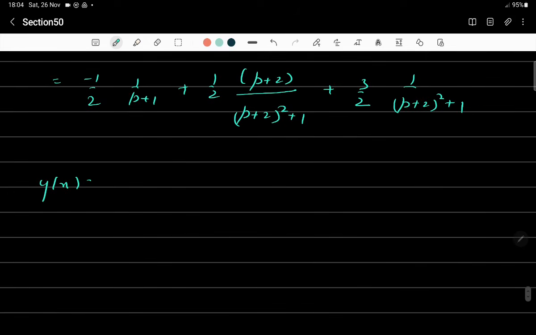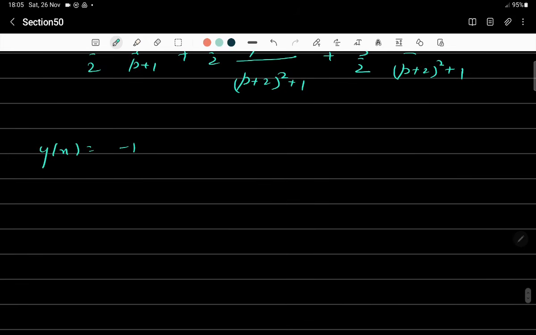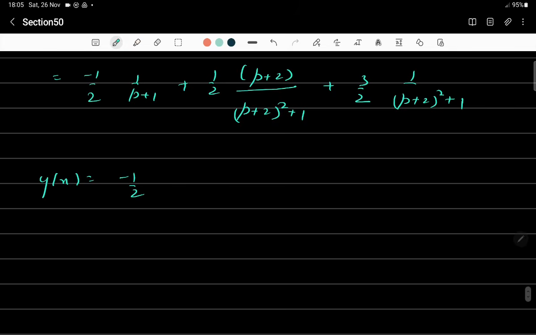If you take Laplace inverse on both the sides, the first term is minus 1 by 2, it is 1 by p. So this is Laplace of 1, but with p plus 1 there, it is the exponential function, so e raised to the power minus x. Then e raised to the power minus 2x cos x, and e raised to the power minus 2x sin x.